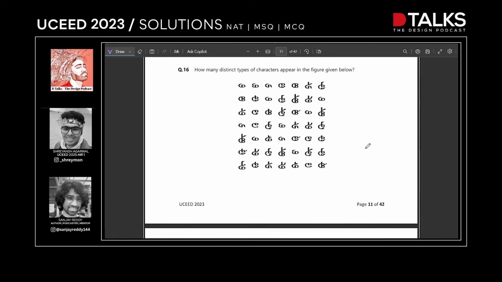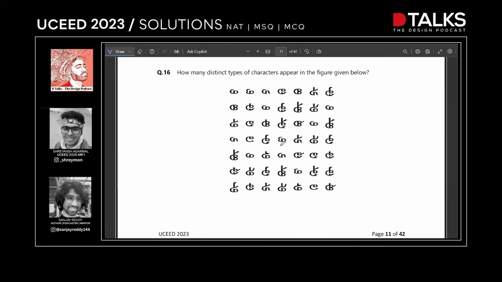How many distinct types of characters appear in the figure given below? I've explained this question before too, very similar questions. We're going to use tally marks. So we go one by one. First symbol hasn't appeared before. Second symbol has not appeared before. Three, four, five, and two more here. These two have not appeared before either. This figure has appeared, we're not going to count it. This one has not appeared, so that's 8.